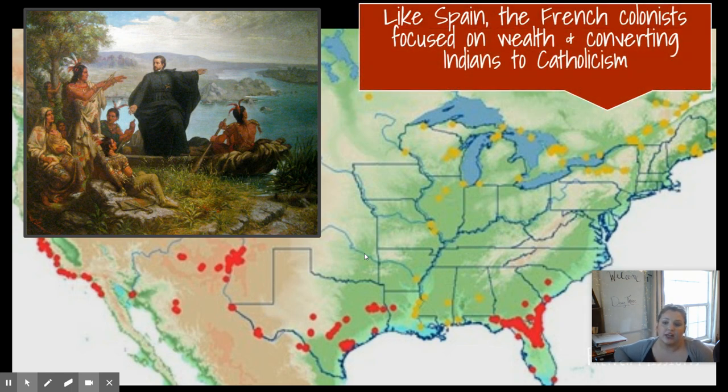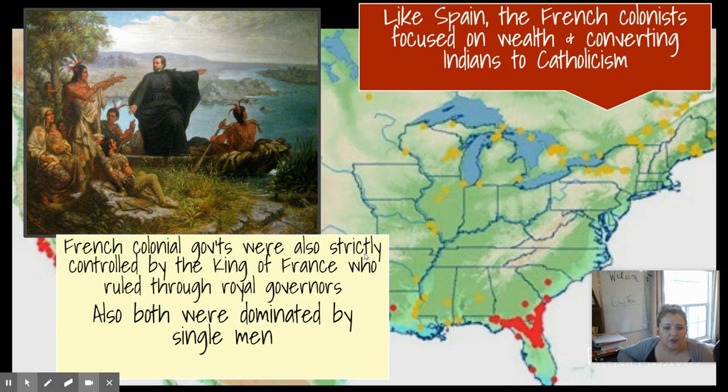Okay. So like Spain, the French colonists are going to focus on wealth and converting Indians to Catholicism. The goal is to convert and to extract wealth. We're not trying to establish new France. We have plenty of land. France is a massive country when it compares to the rest of Europe. And so they didn't need more land. They needed more wealth.